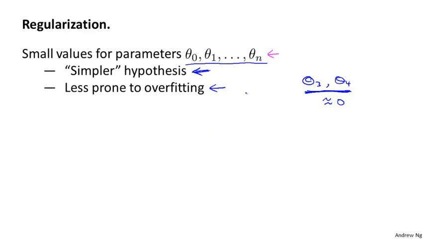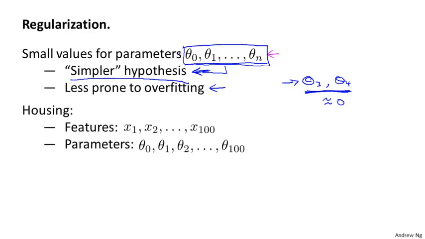I realize that the reasoning for why having all the parameters be small corresponds to a simpler hypothesis may not be entirely clear to you right now, and it is kind of hard to explain unless you implement it yourself and see it for yourself. But I hope that the example of having theta 3 and theta 4 be small, and how that gave us a simpler hypothesis, gives some intuition as to why this might be true. Let's look at a specific example.